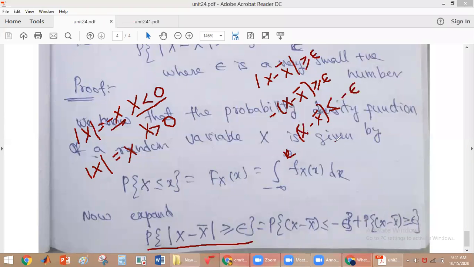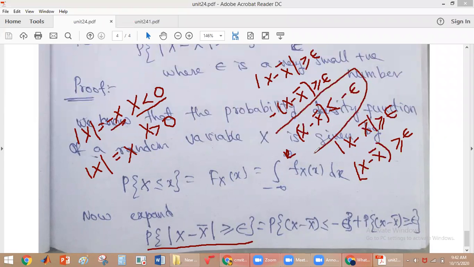Similarly, for positive values, just now we discussed what the modulus is. For positive values, modulus will always be positive. Mod x will be equal to x for x greater than 0. Similarly, mod x minus x bar will be equal to x minus x bar for x minus x bar greater than 0. So this value will be positive, and it will be greater than or equal to epsilon. Now mod x minus x bar is divided into two parts: x minus x bar less than or equal to minus epsilon, and x minus x bar greater than or equal to epsilon. Like that we divide this modulus into two parts.